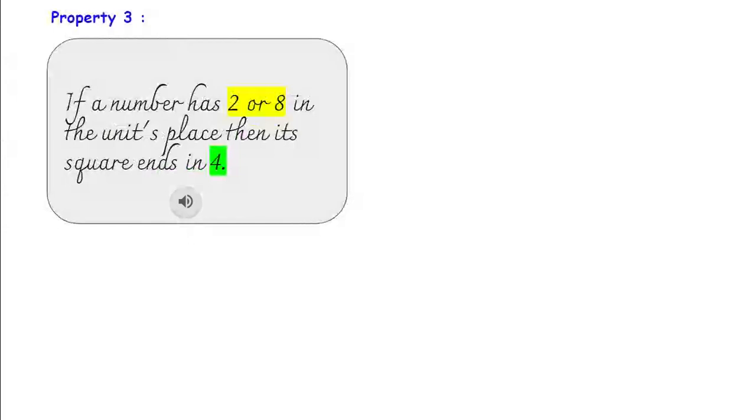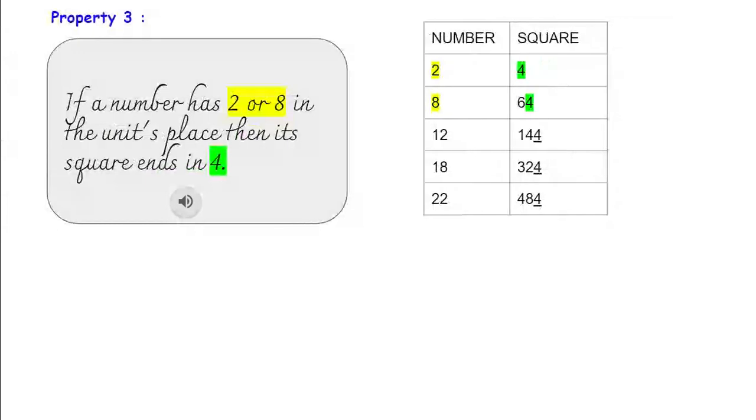Now the next property. If a number has 2 or 8 in the units place, then its square ends in 4. See table 2. The square of 2 is 4. 8 square is 64. 12 square is 144. 18 square is 324. 22 square is 484. All are ending with a 4, for the numbers ending in 2 and 8. In the unit digit it is 2 or 8, and in the square the unit digit is 4. Understood?